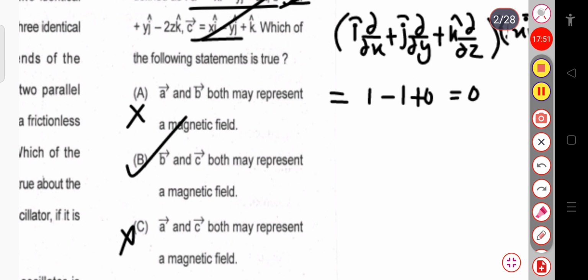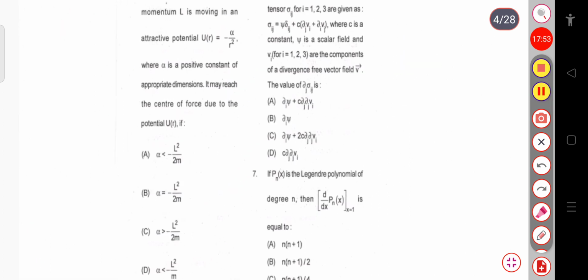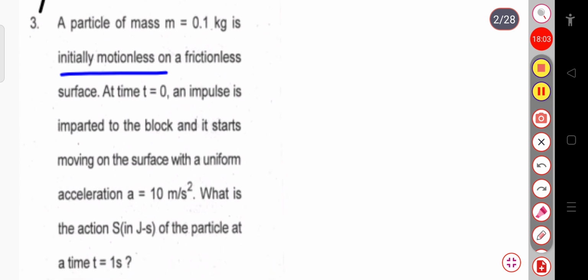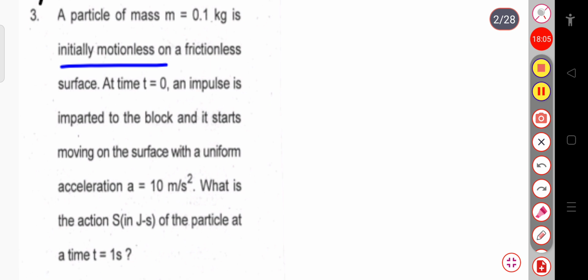Okay. Now let us see the next question. Here a particle of mass m equal to 0.1 kg is initially motionless on a frictionless surface. At time t equal to 0, an impulse is imparted to the block and it starts moving on the surface with a uniform acceleration a equal to 10 meter per second square. So what is the action?